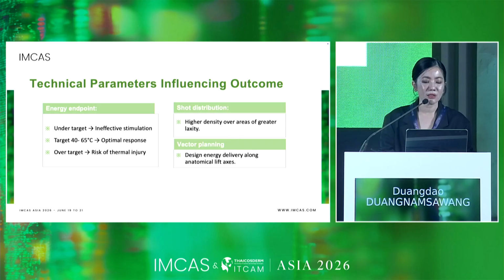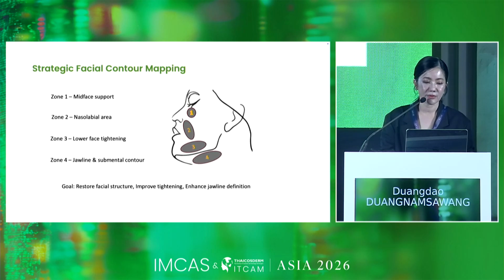Another very important factor is the shot distribution. It means that a higher density of shots goes over the area of greater laxity. The last one is vector planning. So you should decide to deliver energy along the anatomical lift axis.